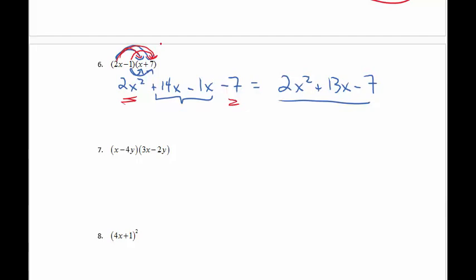Make sure you FOIL. When in doubt, FOIL if it's ever a two-term by two-term. All right, let's keep on going. We got a couple more to go. If you want, pause the video and try these, see what you get, and then check back with me.